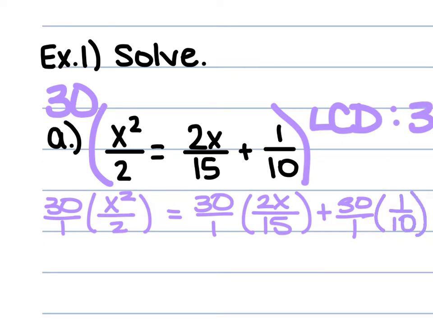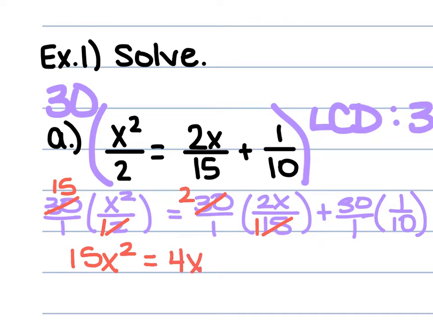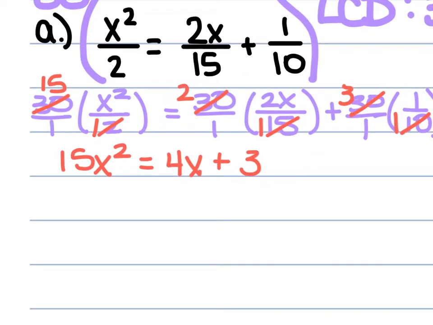So we can simplify before we multiply these. The 2 is going to turn into a 1. The 30 would be a 15. So this is going to be 15x squared is equal to, this 15 is going to turn into a 1, making the 30 a 2. So 2 times 2x is 4x. And then the 10 turns into a 1, making the 30 a 3. So that's plus 3. So from here, we solve for x.